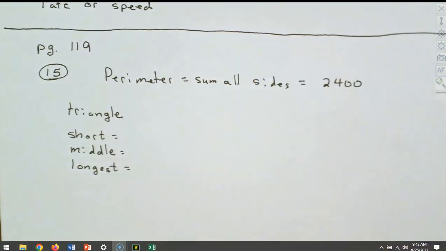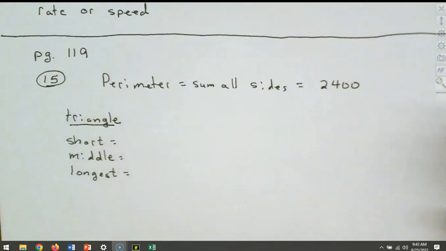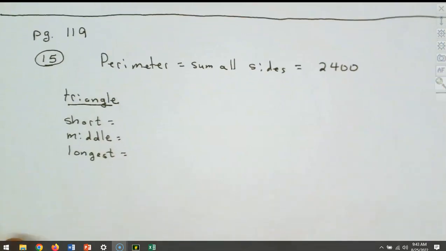Okay, so we know perimeter is the sum of all sides. We've got that 2,400. We're looking at a triangle. We could draw a picture of a triangle. You can do that if you want to. In this case, we really don't need to. Now, what I like to do is label these in terms of words and then rewrite it with the variables. I think it's easier to understand if we start with words rather than just going straight to the variables.